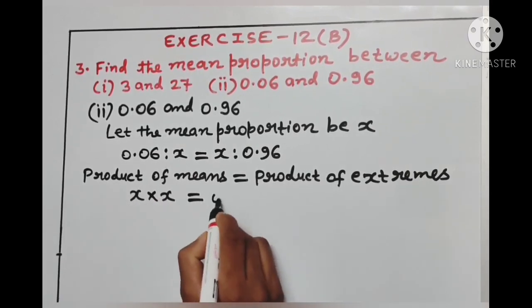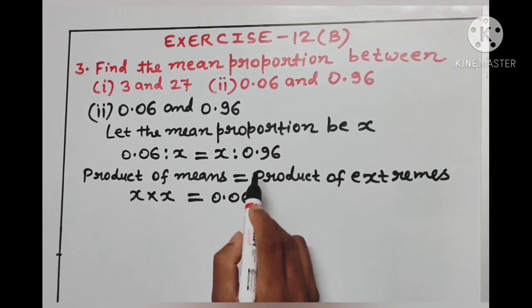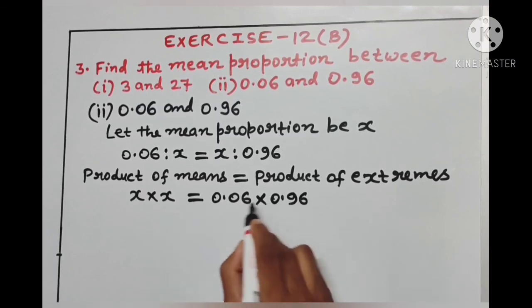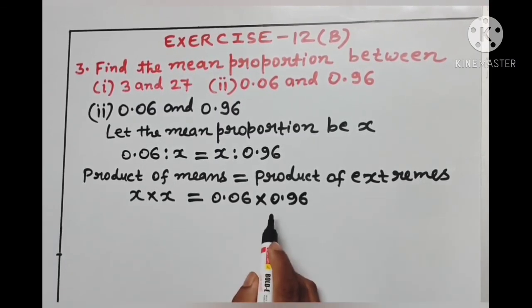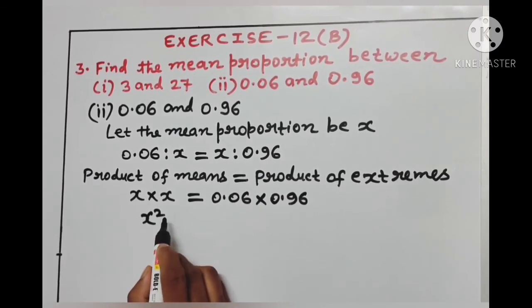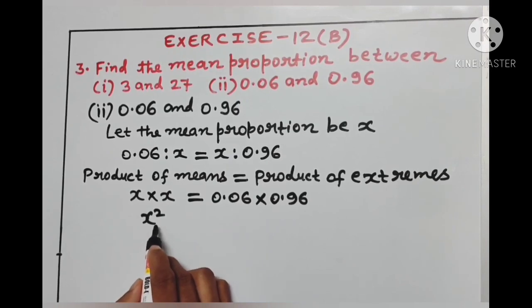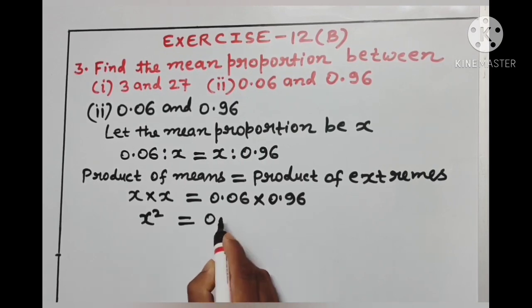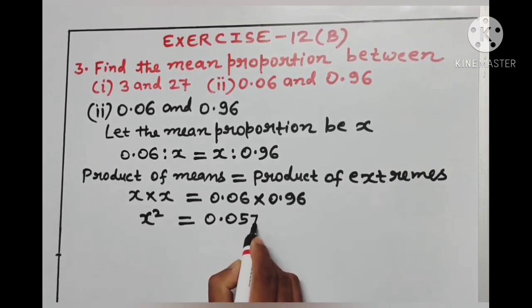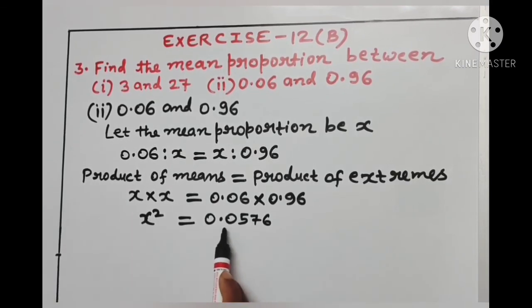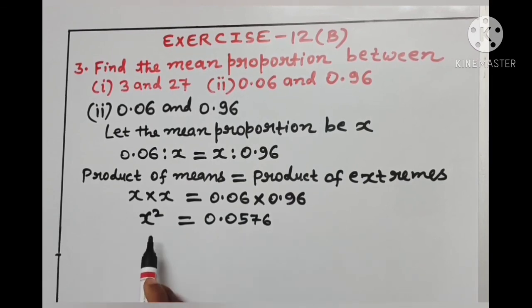Here the first term 0.06 and the fourth term 0.96, both are the extremes. Clear? So x into x, x square, I already told you about it. X into x is x square, and it is equal to 0.0576. Okay, we have got x square equal to 0.0576, but we have to find the value of x, not x square.